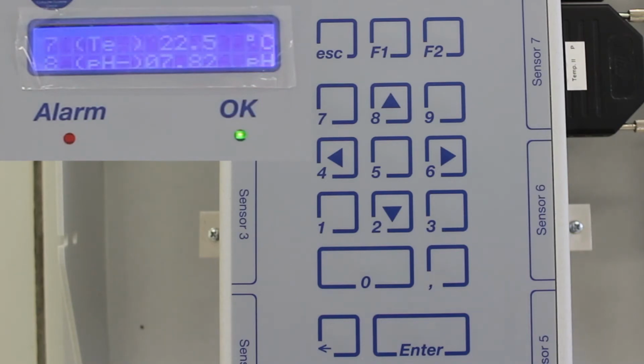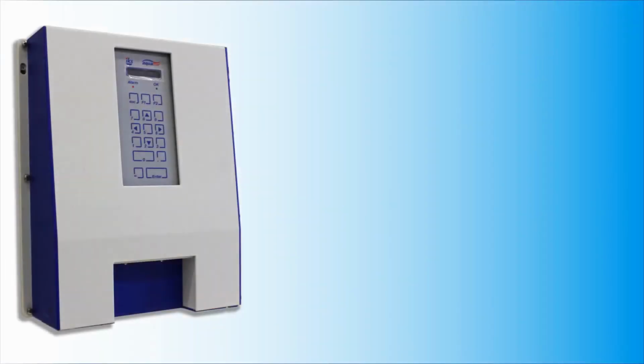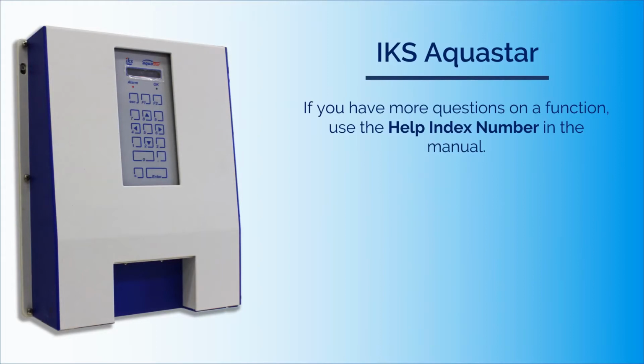And that was the tutorial for the IKS Aquastar used in ocean acidification research. If you have more questions on a certain function on the equipment, refer to the manual using the index number indicated on the upper right corner of the display.